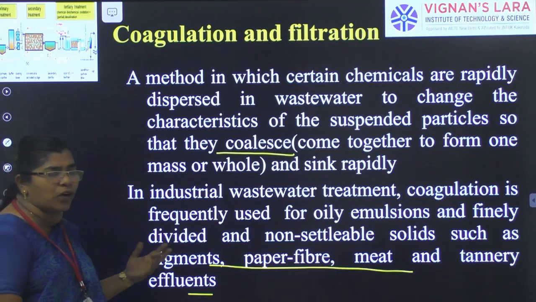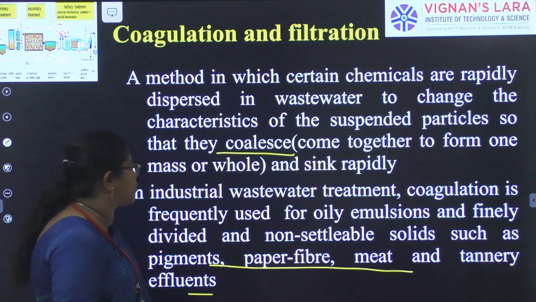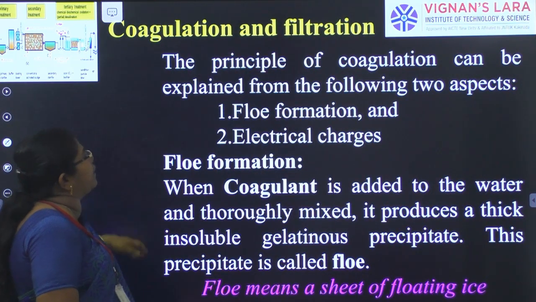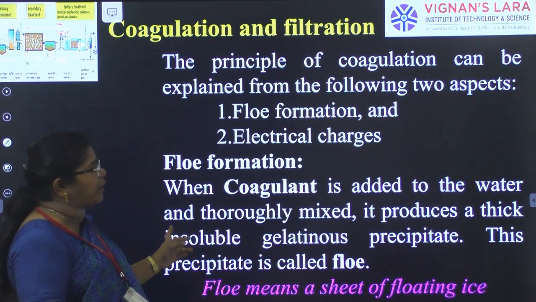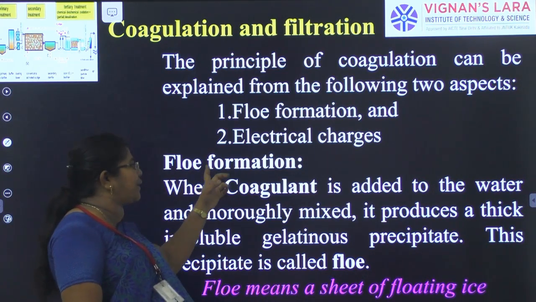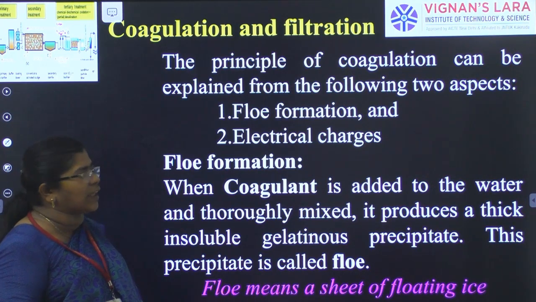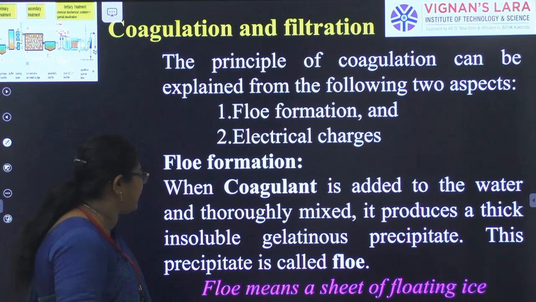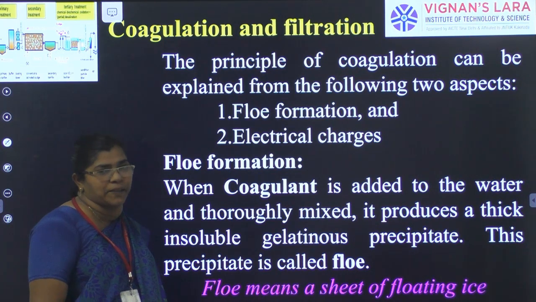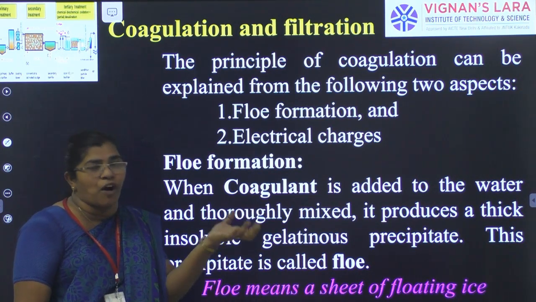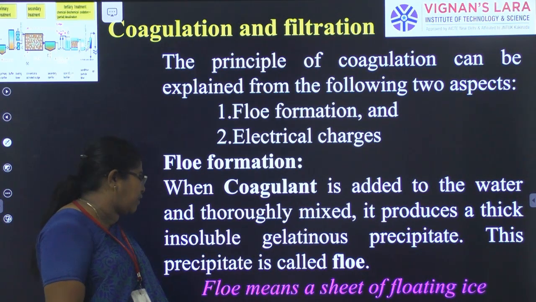In this process, we go for coagulation. Then after coagulation, it will be filtered so that the particles can be removed. The principle of coagulation can be explained by two methods. One is floc formation, the next is electrical charges. In floc formation, when a coagulant is added to water and thoroughly mixed, it produces a thick, insoluble, gelatinous precipitate. We call this precipitate a floc.